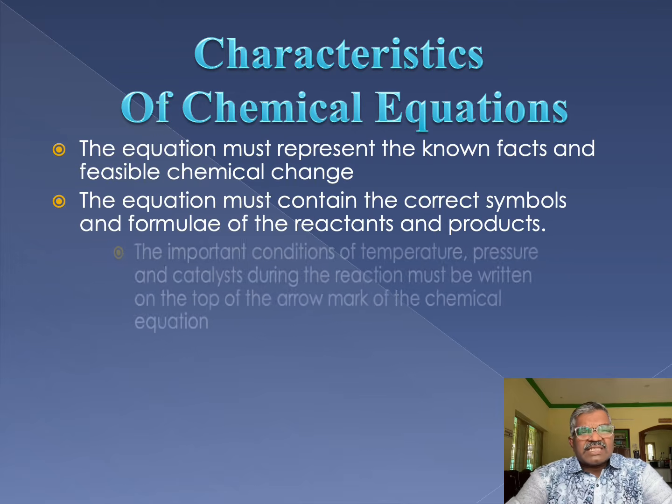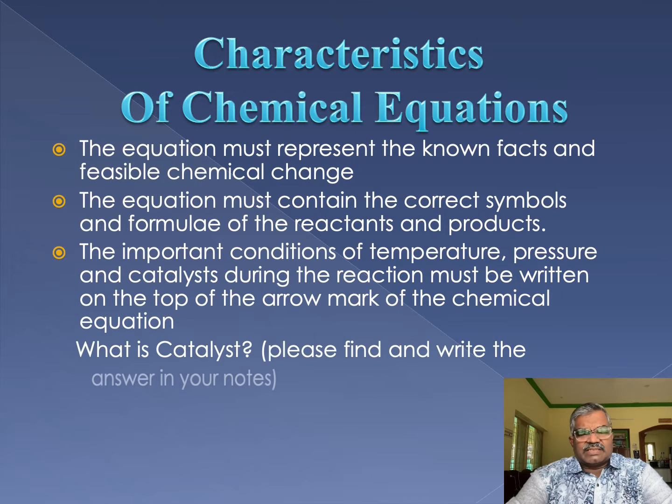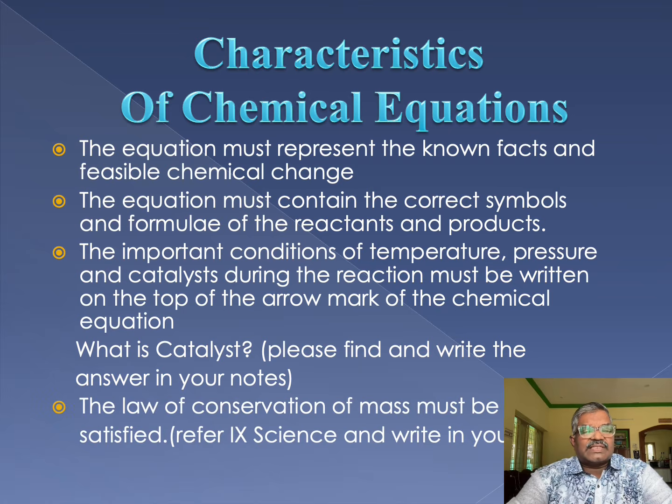Now, characteristics of chemical equations. You can see the slide now, and the previous slides I couldn't show, no problem. First of all, the equation contains the symbols and formulae of the reactants and the products. You must remember that the substances that take part in the chemical reaction, which are represented on the left-hand side, are known as reactants, and the substances that are produced.